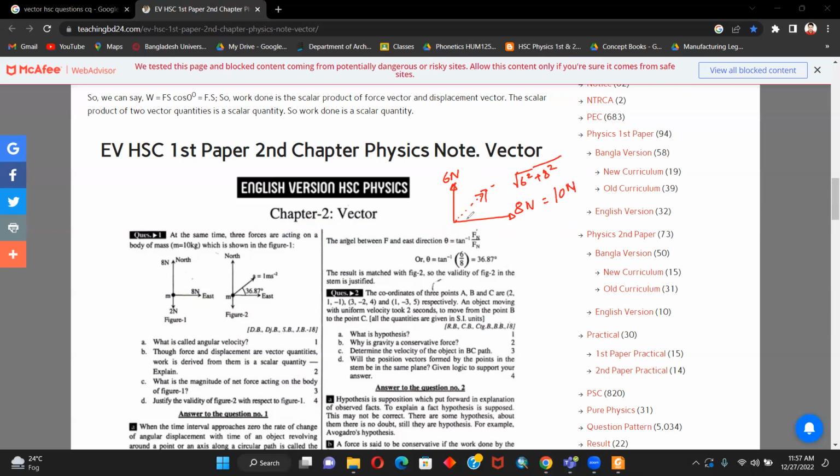Did you get my point? Because the angle between them is 90 degrees. That means if we calculate with the values 6 squared plus 8 squared plus 2 times 6 times 8, but then we will get cosine 90, that is 0. So eventually we are getting the square root of 6 squared plus 8 squared. Got my point? All right.